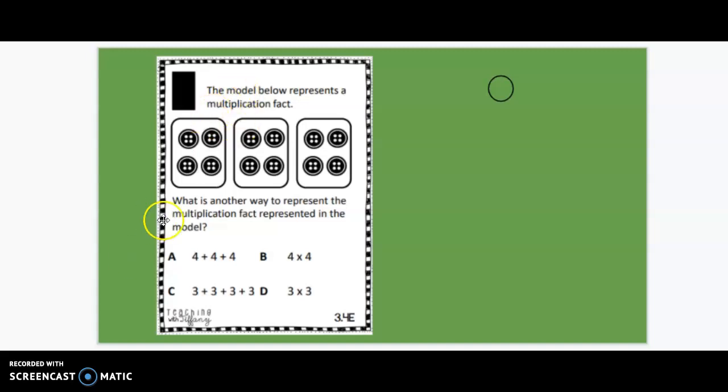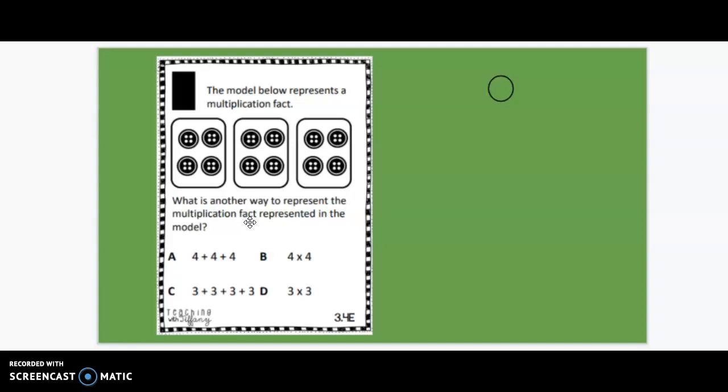Okay, let's look at this question. The model below represents a multiplication fact. You have 3 groups and 4 in each group. What is another way to represent the multiplication fact represented in the model?